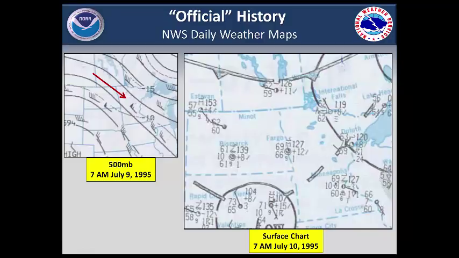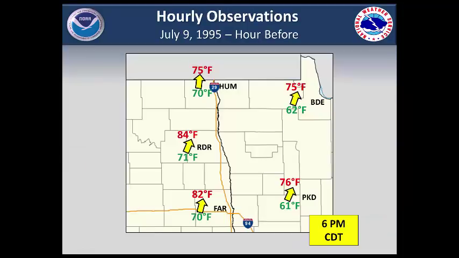The chart on the right is a surface map from the morning of July 10th. This chart shows that a boundary had moved through northwest Minnesota the previous night and was now located across central Minnesota. Remember, tornadoes often form along boundaries. So let's zoom into northwest Minnesota and look at what was going on about an hour before the Hallock tornado.